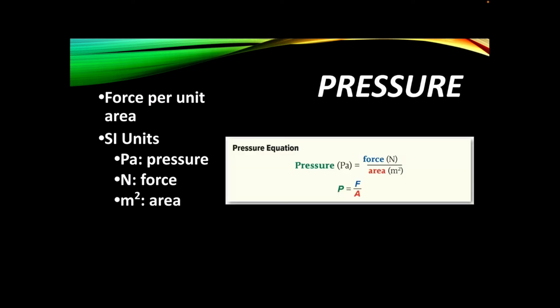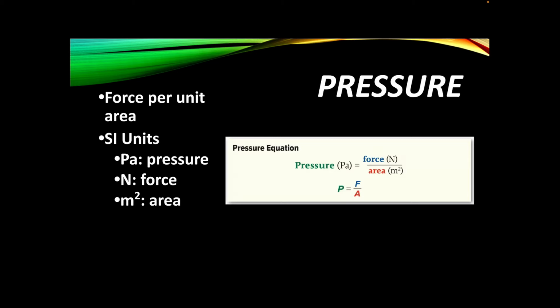So what is pressure? Pressure is basically a force per unit area. That's the equation. Pressure is measured in pascals, force is measured in newtons, and area is measured in meters squared, also known as P equals F over A.